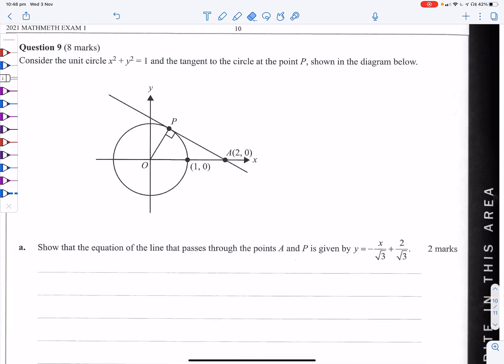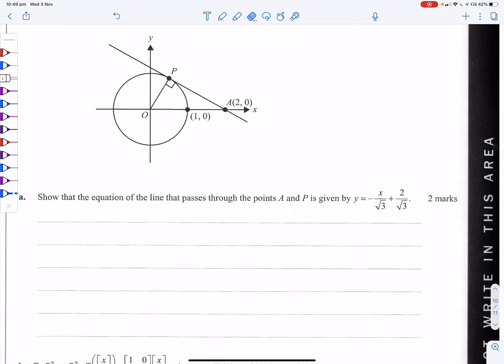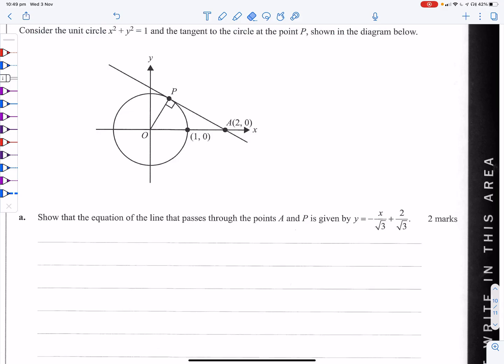Question 9, it says we've got the unit circle x squared plus y squared equals 1 and the tangent to the circle, the point P, is shown in the diagram below. So it's just touching there. We know this length here is 2 and this length here is 1. We could use Pythagoras' theorem and work out that length if we wanted to. So show that the equation of the line passing through the points A and P, so this equation here, is given by that.